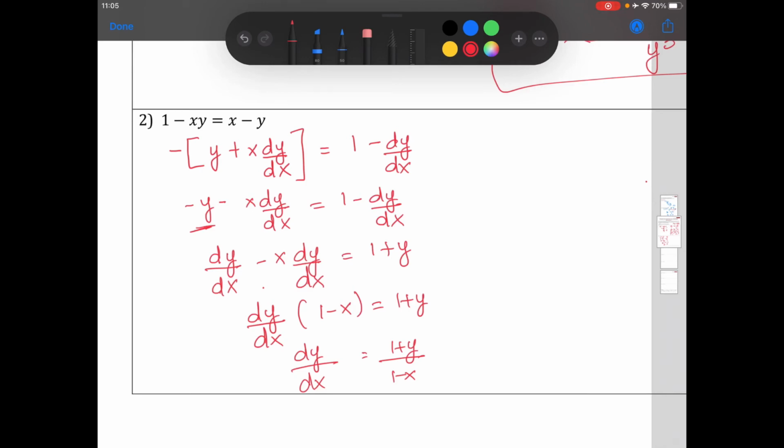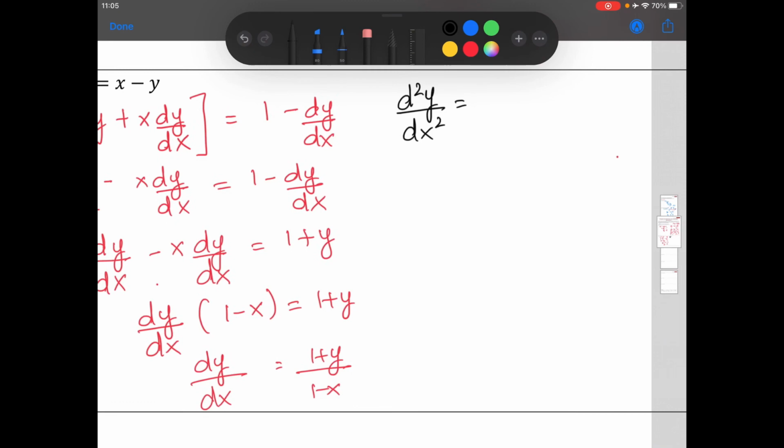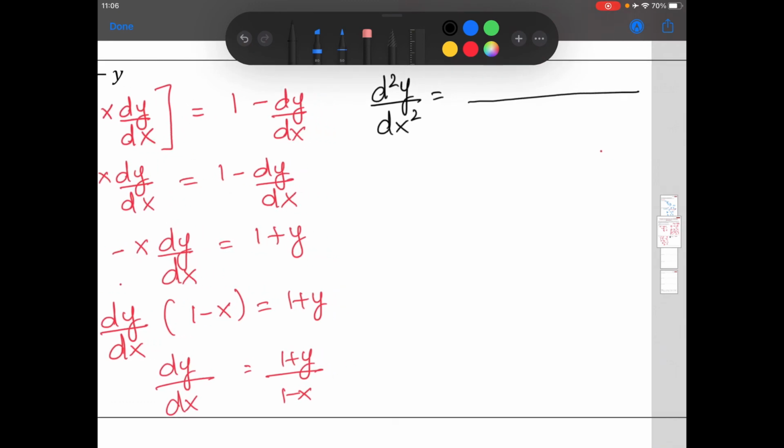Now I'm going to take the second derivative. I'm just going to change colors. So it's d squared y over dx squared. This would again be the quotient rule. My denominator is 1 minus x squared, and my numerator is going to be dy over dx, because the derivative of 1 is 0, the derivative of y is 1, and then do the chain rule, and you're left with 1 minus x minus 1 plus y times negative 1, right?